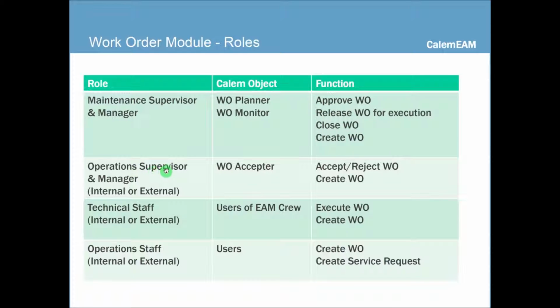For operations, the supervisor and the manager, including internal and maybe also your external customers, they can be work order acceptor. They accept or reject work orders. They can also create work orders. For the technical staff, your internal technical staff and vendor staff, they are users with EAM crew checked, and they can execute a work order and create work orders. For operations staff, including your customers, they are just users in Calem. They can create a work order, and they can create a service request.